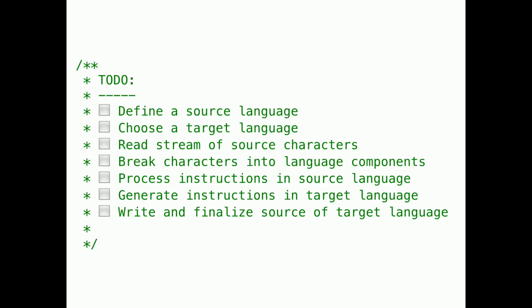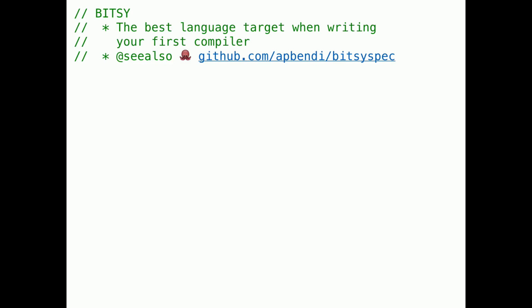We're going to have to somehow read in a stream of that source language's characters, and then break those characters into the components of our source language. We have to process those components to extract the instructions that the source language is presenting, and then generate equivalent instructions in the target language that can already run on the computer. And finally, we're going to have to write out that equivalent target language code and do some kind of finalization step, like maybe another intermediate build step. So let's get started by defining what our target language is, or our source language, excuse me.